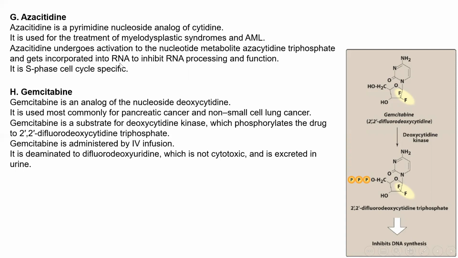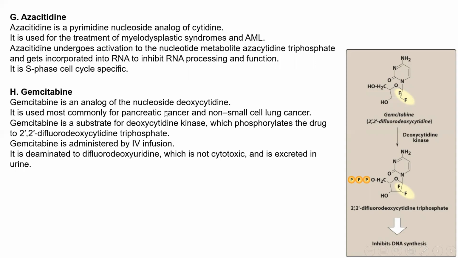This one is incorporated into RNA and inhibits RNA processing and function, so there is no more translation to proteins. And this drug is more specific to the S-phase of the cell cycle. So it is important to notice that the majority of these drugs that have antimetabolite effects should be converted to another metabolite, and these metabolites are active and cause the cytotoxic effects.